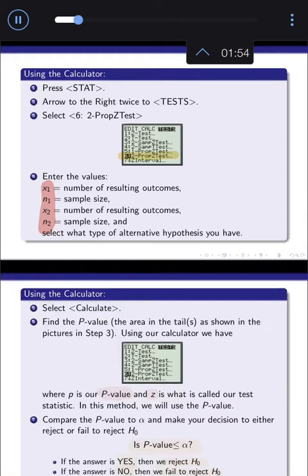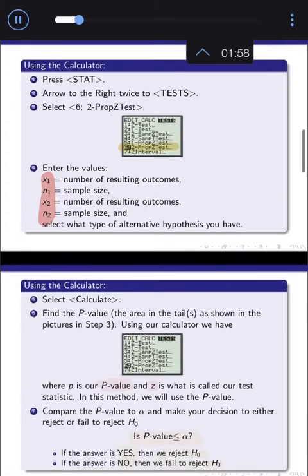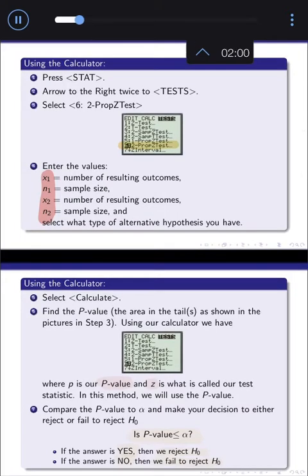And we'll have our calculator calculate everything for us. It will, again, just like before, give us two values. It will give us a Z value and a P value. We're going to look at the P-values approach, which is, again, going to ask the exact same question we did before. Is P less than or equal to alpha?